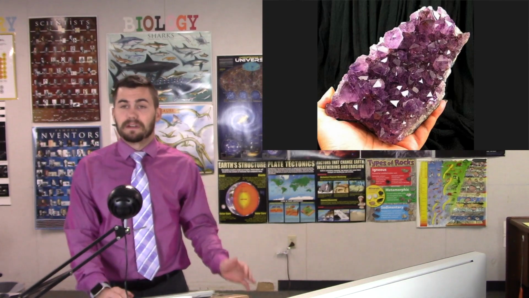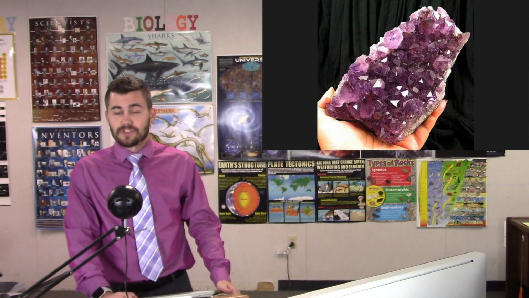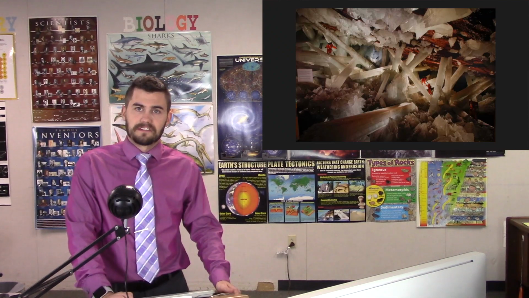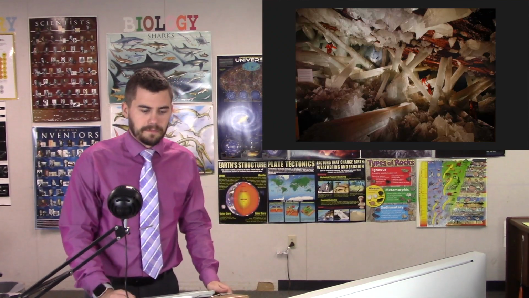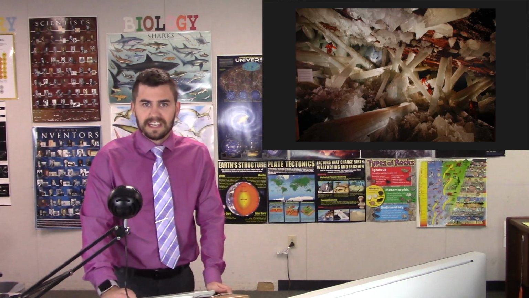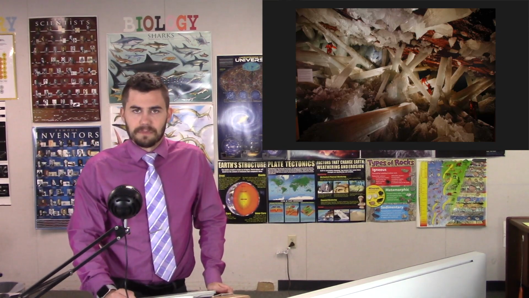So, these are minerals. This is amethyst. They occur naturally. You can see here the crystalline structure of it. They're part of the geosphere, so these are some enormous gypsum crystals in a cave in Naica, Mexico that some people are exploring.